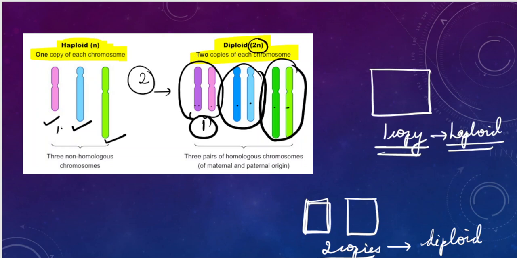Each has only one. See, every chromosome has one copy here. So we say it is haploid. Okay, so this is about what is haploid and diploid number of chromosomes. I hope you understood this.